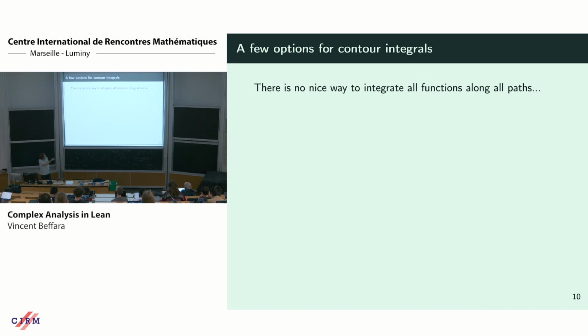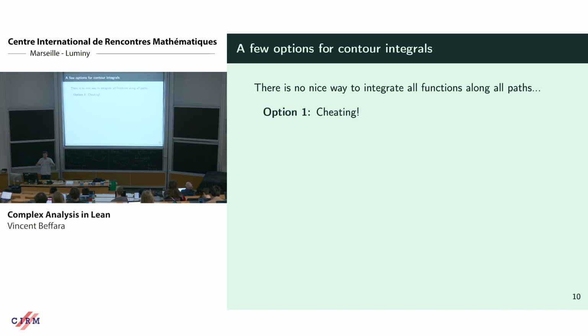And the point is that there is no nice way to have an integral for any kind of function on any reasonable path. So you need to make a choice. And this is where the thing is kind of still in progress, and it has not really progressed recently because it's not clear what to do. So what do you do if you don't have a general theory of contour integrals?